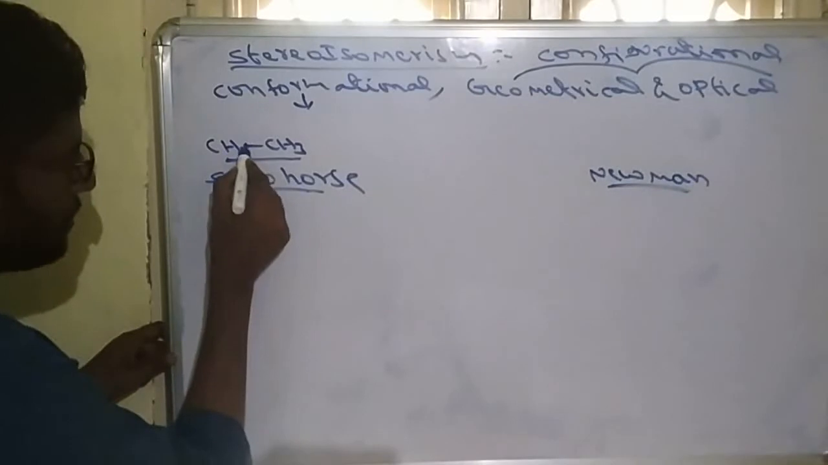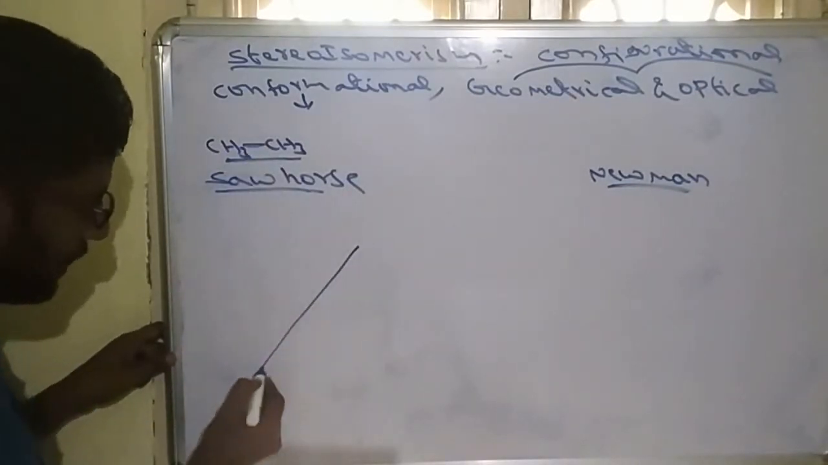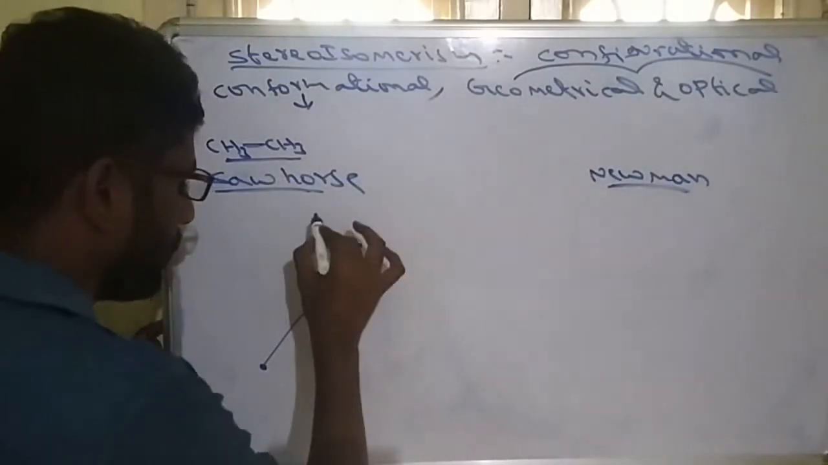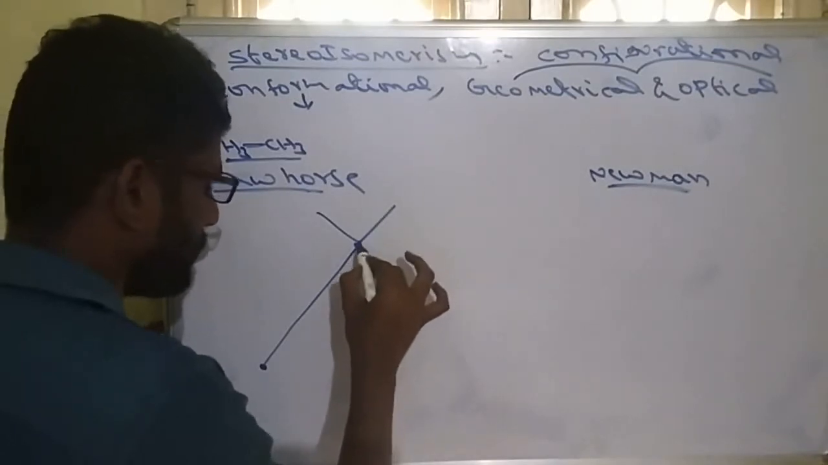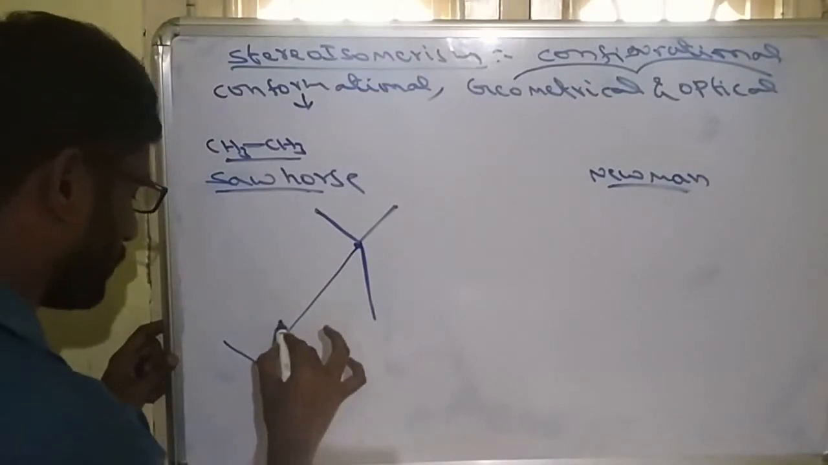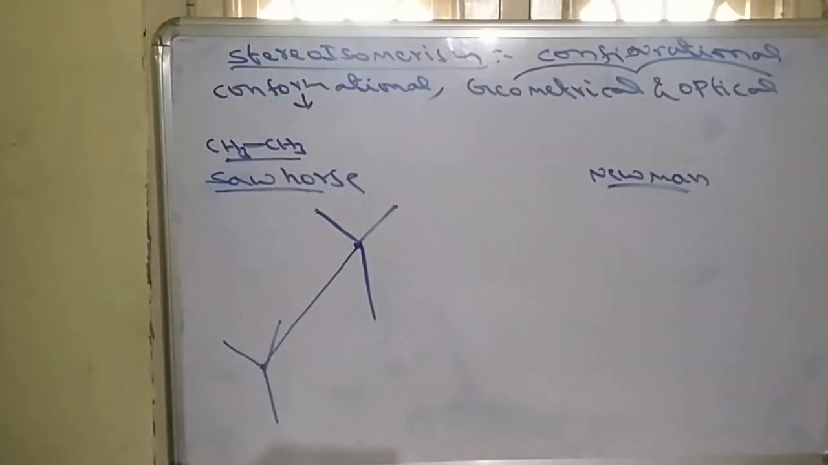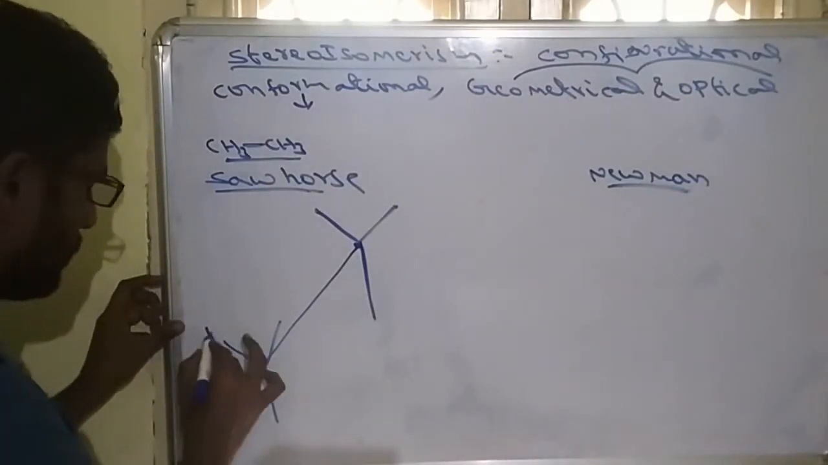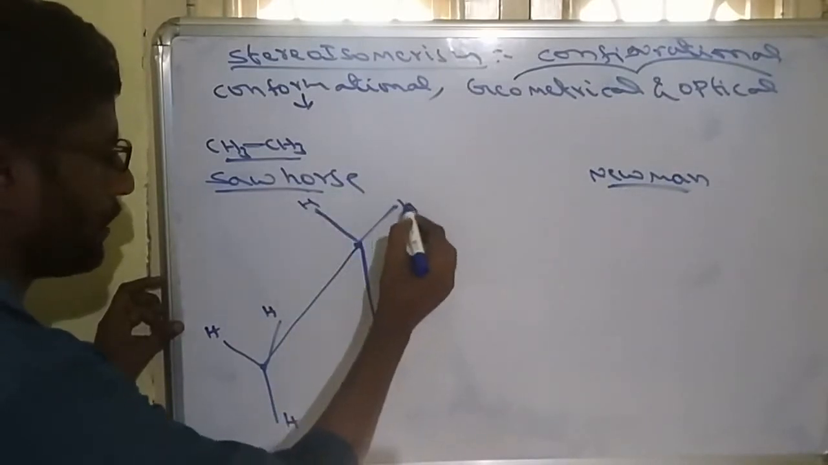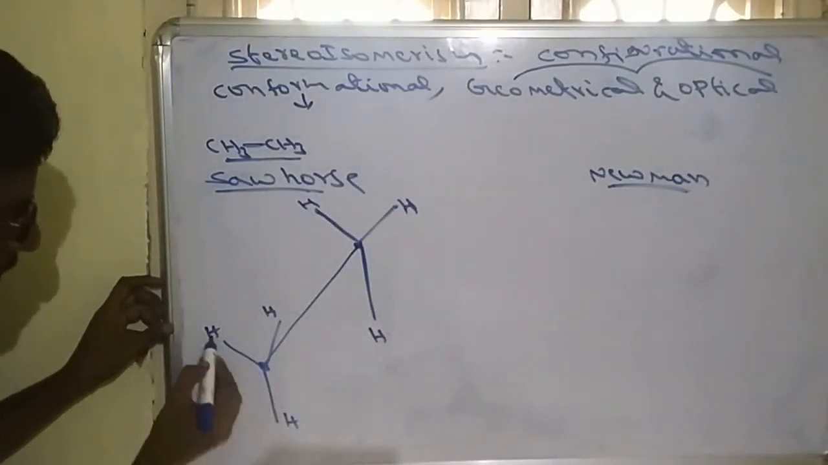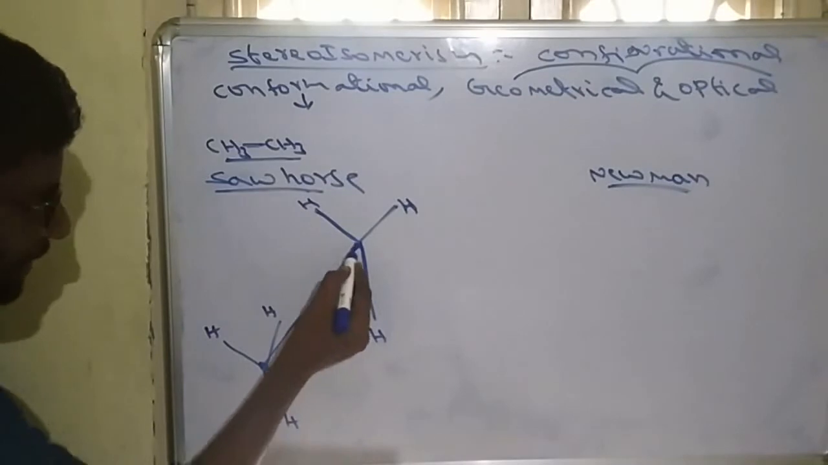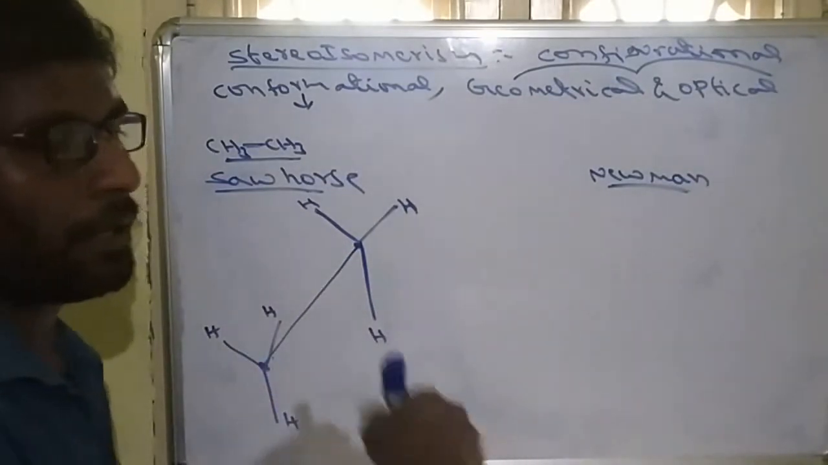In the Sawhorse projection, this sigma bond is written as a vertical line, with carbon at this end and carbon at this end. The simple technique I am giving: on both ends, just write a Y. This is a Y, and on this end also write a Y. Then just place the hydrogen atoms. So this is the ethane molecule, CH3 single bond CH3. This is a carbon-carbon single bond, and wherever a sigma bond is there, it can be freely rotated.